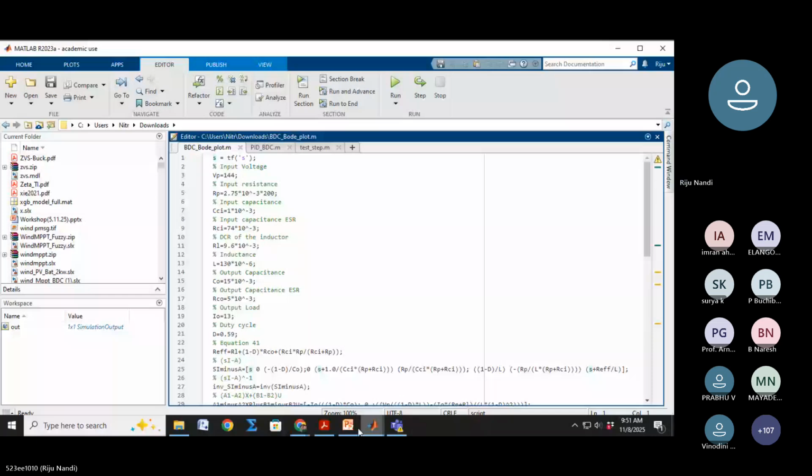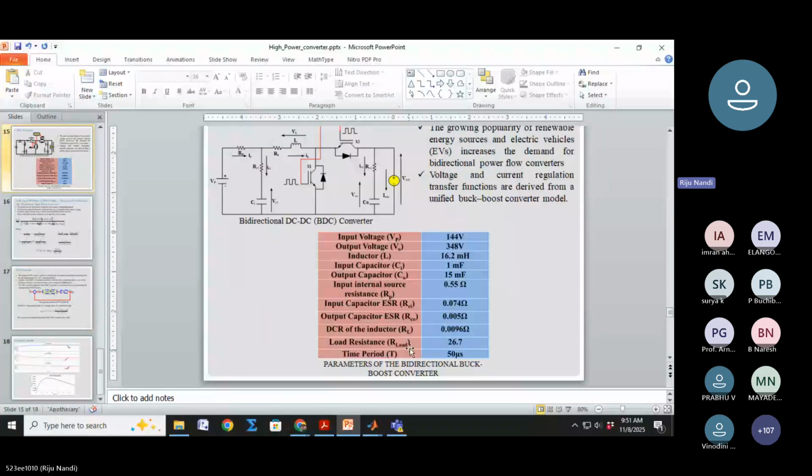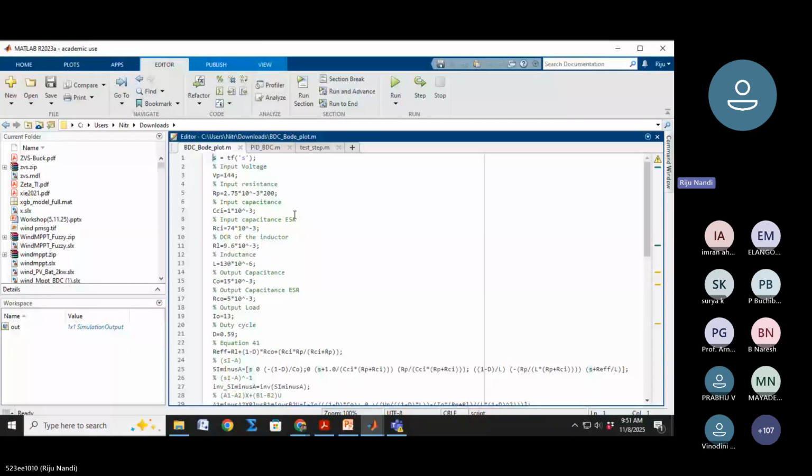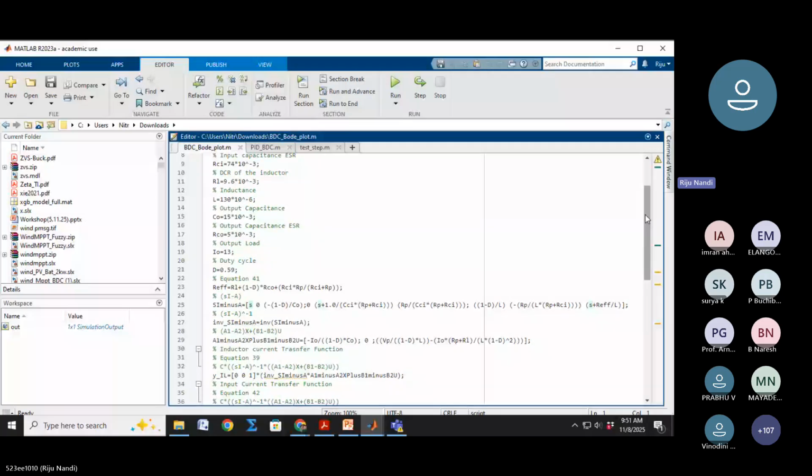What is the Rp? 0.55 ohm, I have already told. So Rci also, RL also, L is there, C0 is there. What is the output capacitor? You have to choose anything. Then the inductor value and RC0 value. I have told that in the simulation the output current is 13 ampere, and the duty cycle is 0.59.